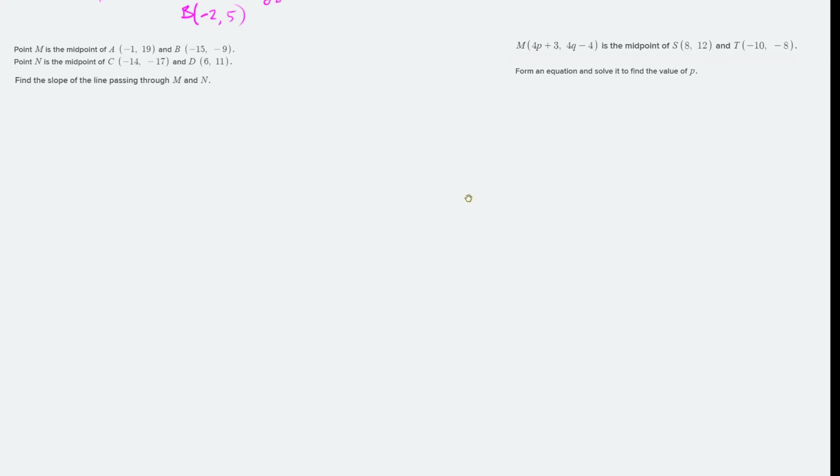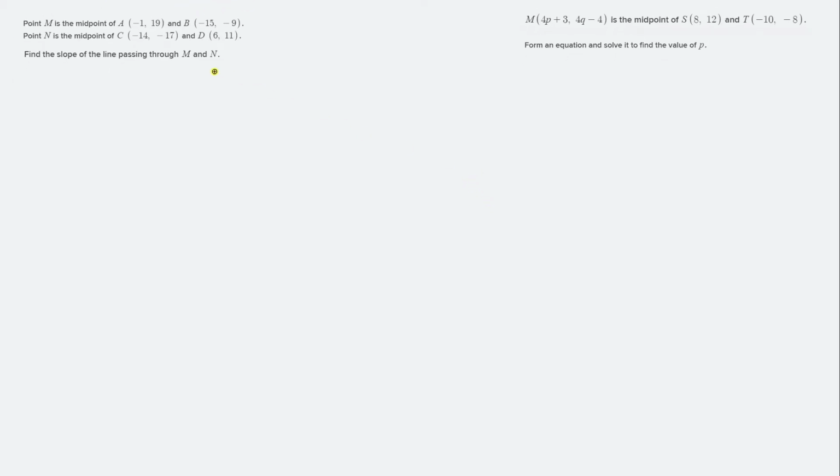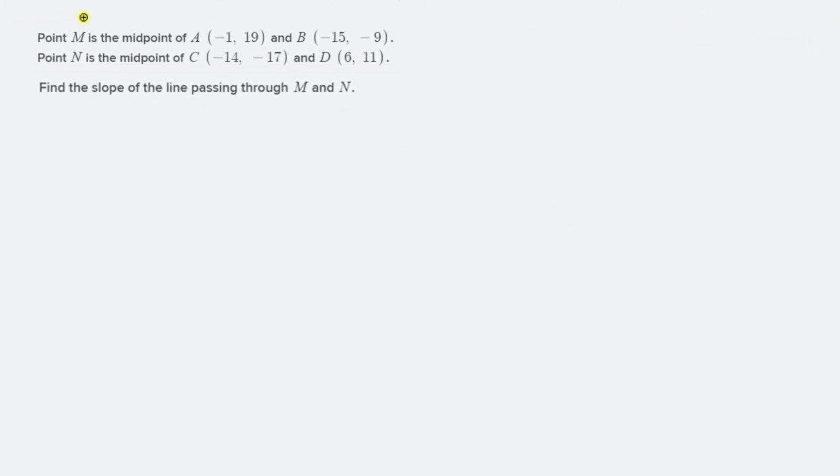Moving on, I've got 2 more questions to do. We'll tackle them one at a time, obviously. Well, I've been given point M is the midpoint of these 2 things. Point N is the midpoint of these 2 things. Find the slope of the line that goes through M and N. Okay, so I have to discover what M and N are before I can do any sort of slope.